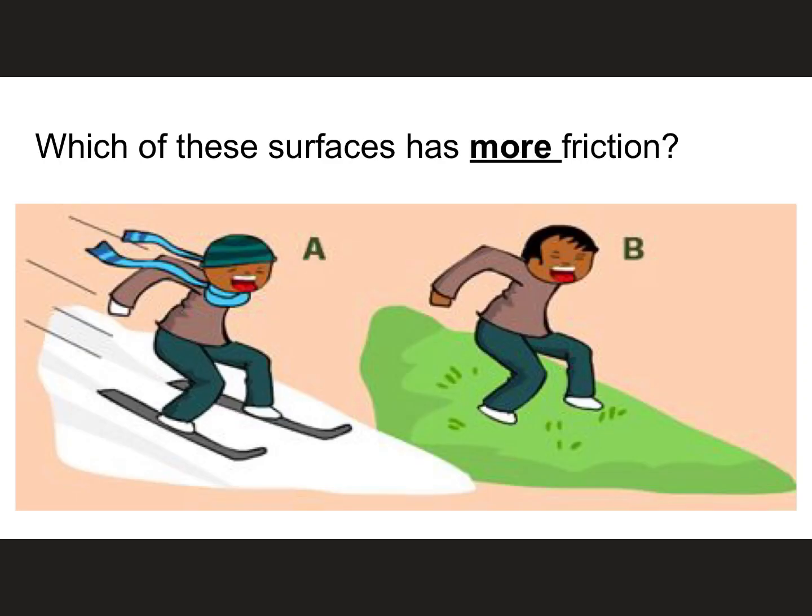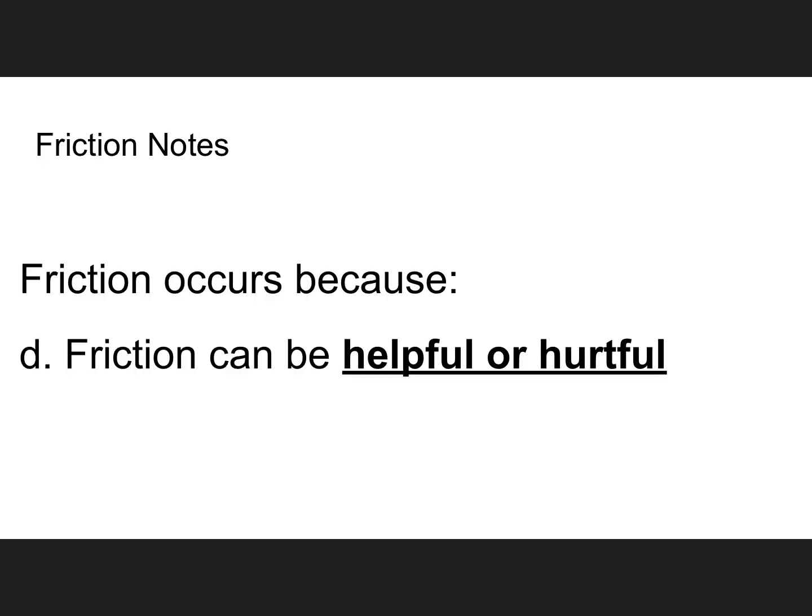And if we are looking at this picture, which of these surfaces has more friction? In other words, which of these surfaces is rougher? Hopefully you said B, that B has more friction because B has grass and rocks and it has more roughness. It's a rougher surface than the smooth snow. And friction can be helpful or harmful. So we're now going to talk about some different types of friction.